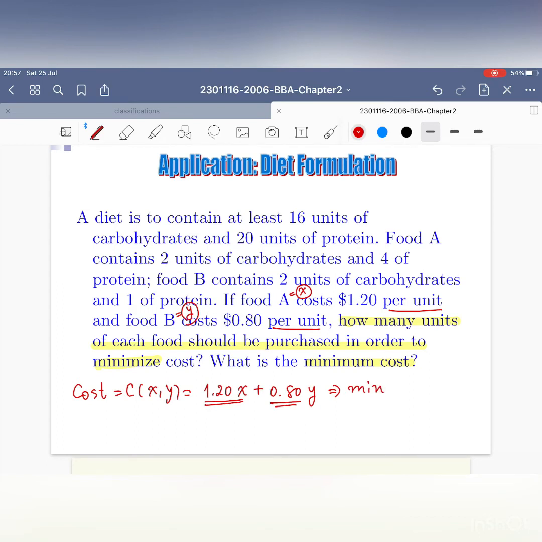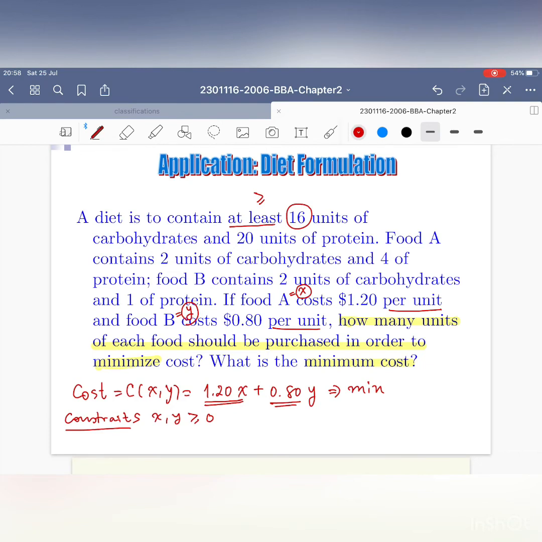What is your constraint? The first constraint, again, you are going to buy your X of the first kind of food and Y of the second kind of food, so they must be non-negative. And it is about the carbohydrate. You need to have at least, so at least. What does it mean by at least? At least means that you need to have greater than or equal to, right? At least 16. So it can be greater than.